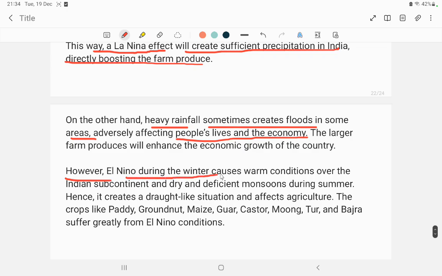However, El Nino during the winter causes warm conditions. With warm conditions, drought occurs, meaning the rainfall reduces. So it creates drought-like situations and affects agriculture. Crops like paddy, groundnut, maize, guar, castor, mung, dur, and bajra are greatly affected by El Nino conditions. So with this we can know that in the case of El Nino there is drought, and with La Nina there is rain. Only if La Nina is excessive will it create floods.